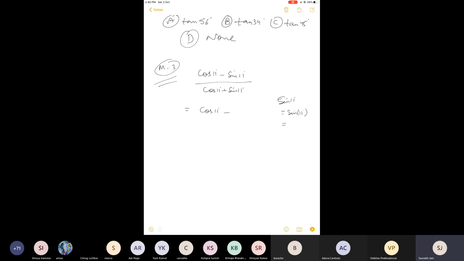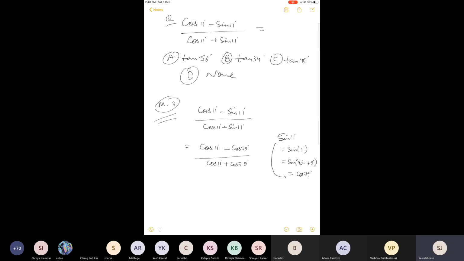So sine 11 degree can be written as sine of 90 minus 79, and that comes out to be cos 79 degree. Using the reduction formula, sine 11 degree can be changed to cos 79 degree. So in place of sine 11, I will write cos 79 degree. The answer we already know is tan 34 degree. This is the same question we were discussing in the previous class.